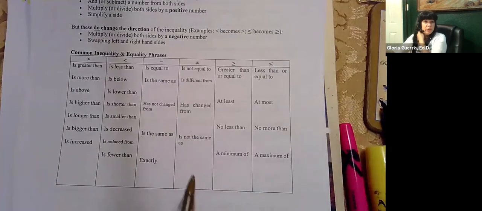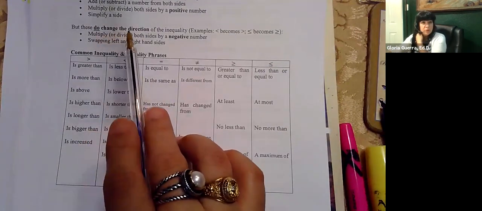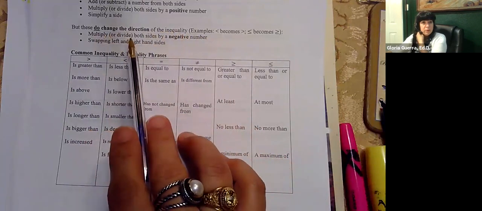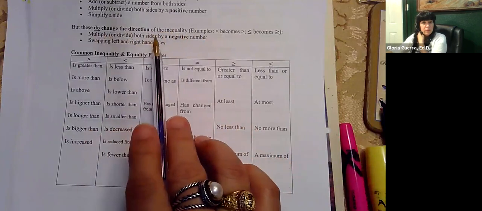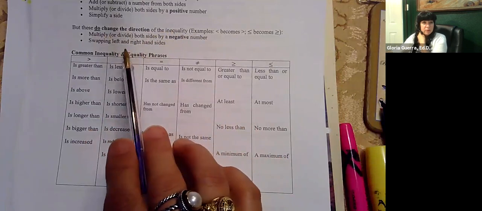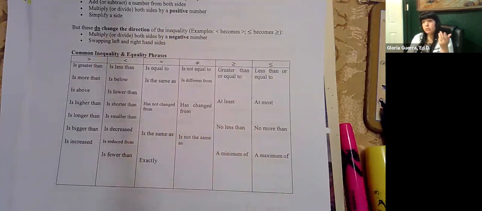Okay, it talks about when you change the direction of the inequality. Whenever you're multiplying or dividing by a negative number, or if you have to swap left and right hand side. So you always want to make sure the variable is on the left side. So you always want to move things and set things up so the variable is on the left side. Because otherwise that will prevent you from shading correctly, for example.